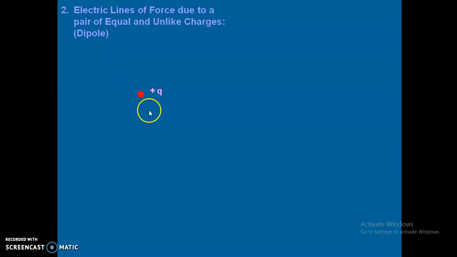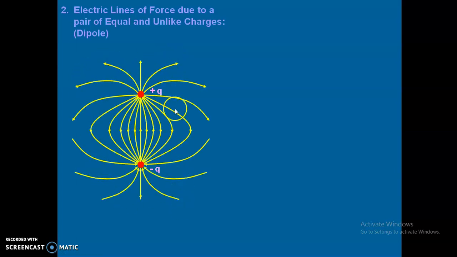Plus q, a positive charge, minus q, a negative charge. This is the pattern of electric field lines due to a pair of equal and unlike charges. Okay, opposite charges, positive charge and negative charge. You can see the lengthwise contraction of electric field lines.